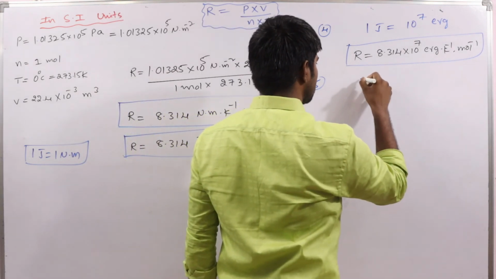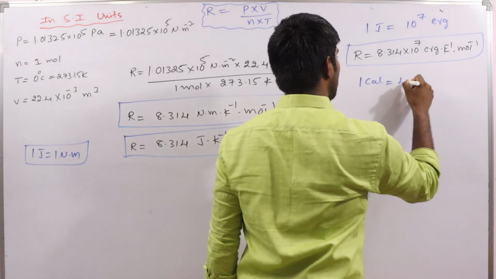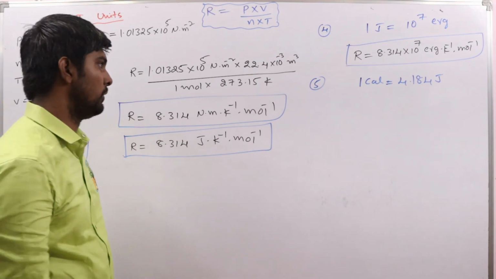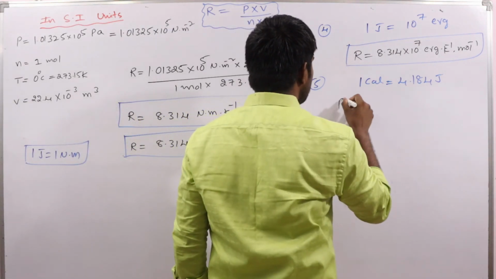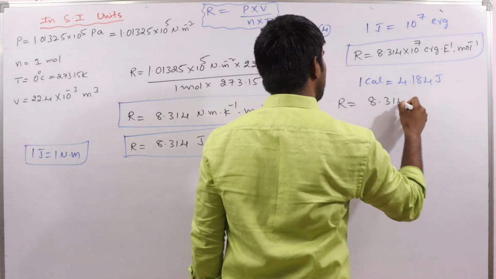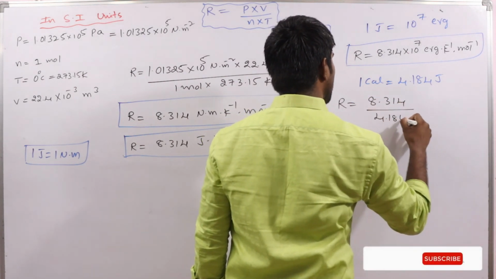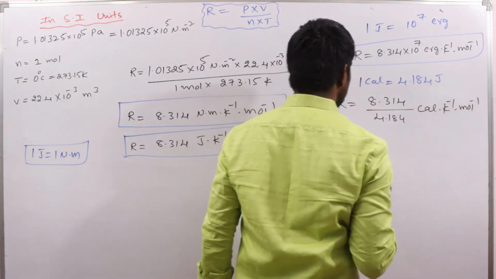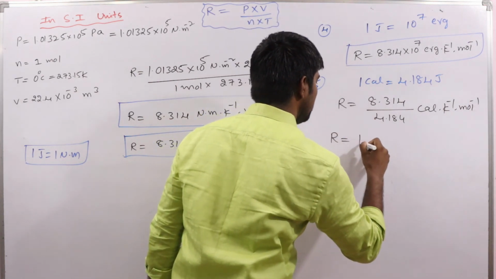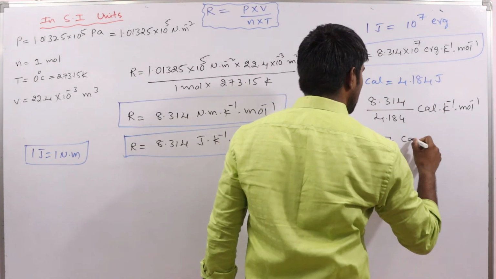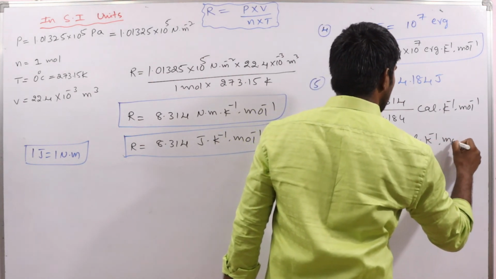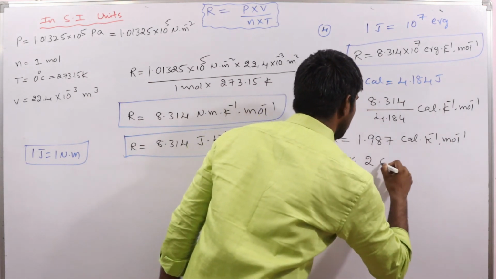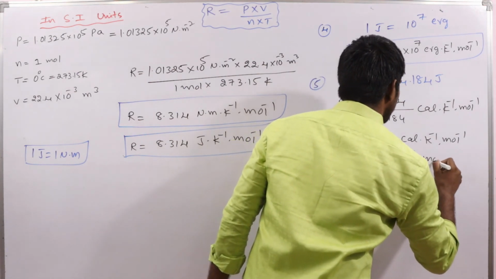Next let us consider one more. We know that 1 calorie equals 4.184 joules. Therefore R is equal to 8.314 by 4.184 calorie per Kelvin per mole. After simplification we get R is equal to 1.987 calorie per Kelvin per mole. Roughly we can take this as R is equal to 2 calorie per Kelvin per mole.